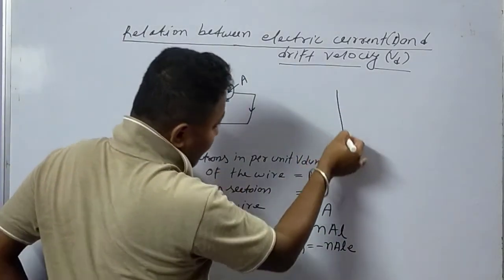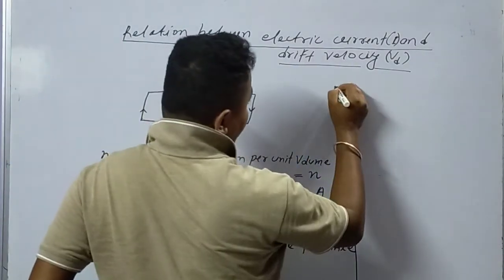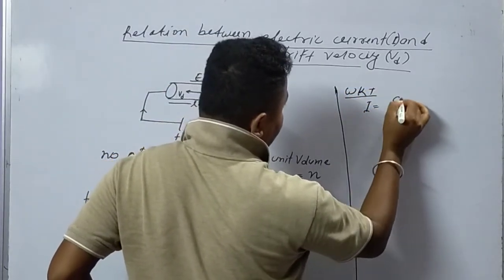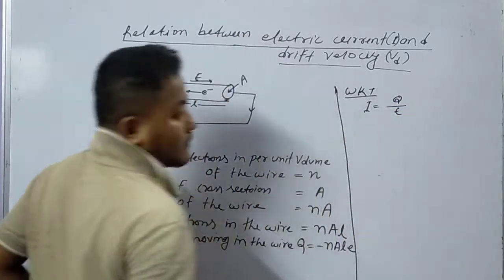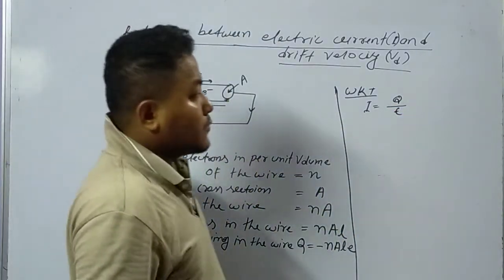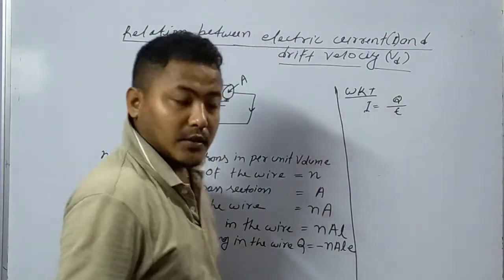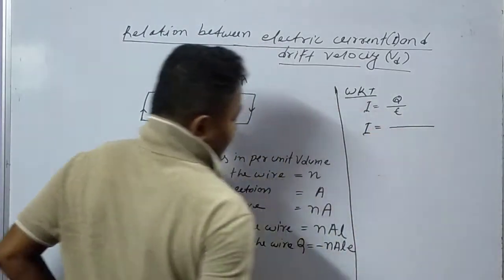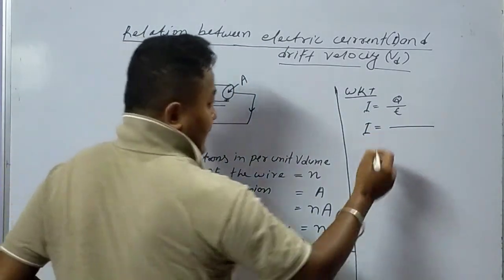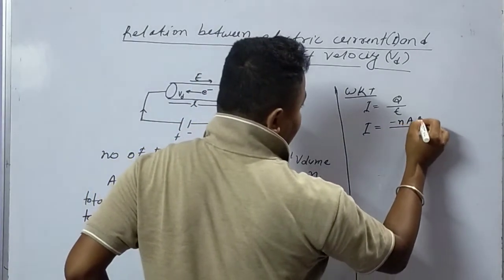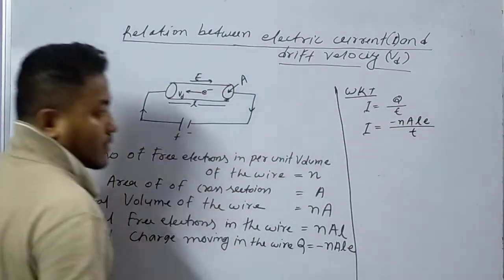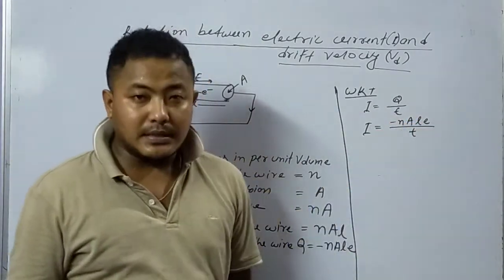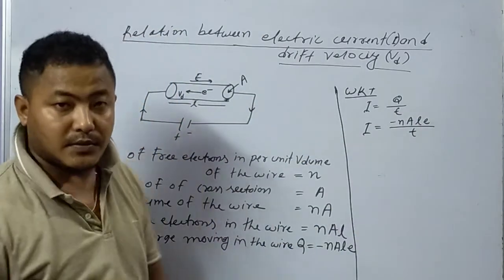Now we know that electric current I is equal to Q upon t. Electric current I is equal to Q upon t. We know this particular equation or formula. So if I put now the value of Q from here, the value of Q I have written, minus nALe upon t. So the value of Q is minus nALe upon t. I have put the value of Q from here, nothing else.